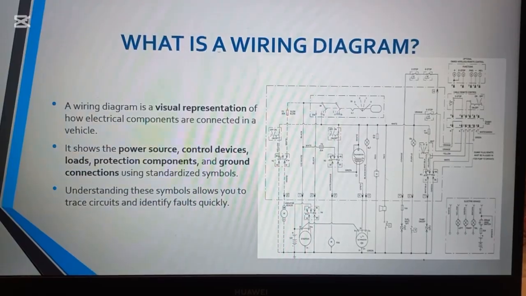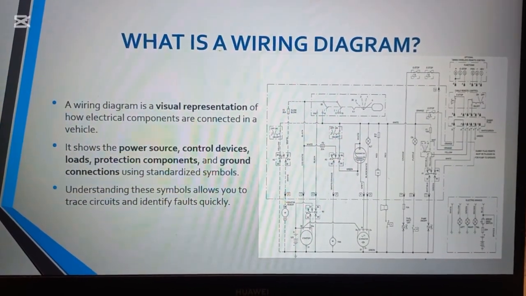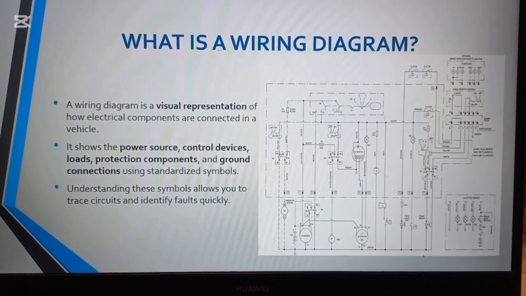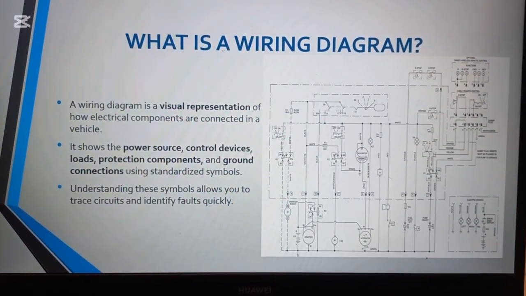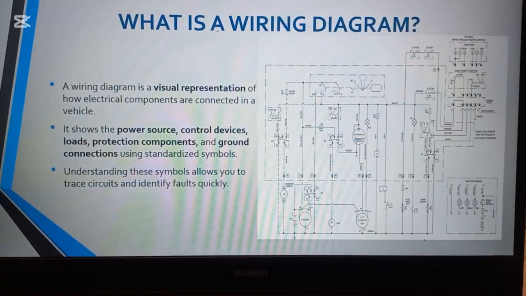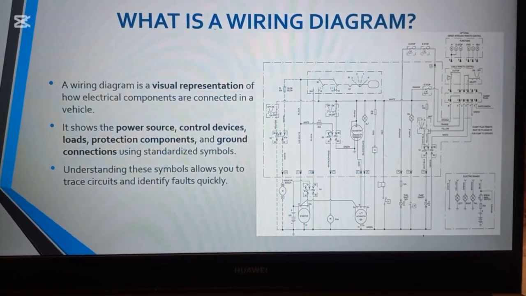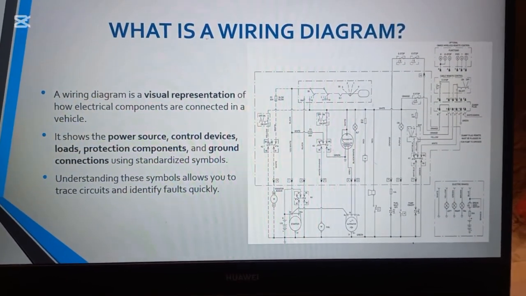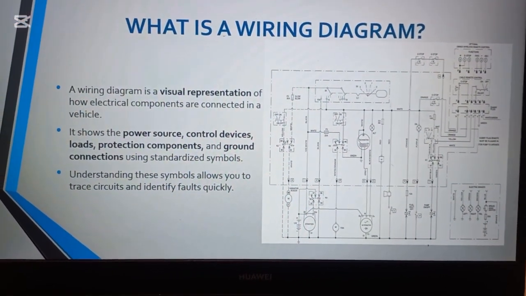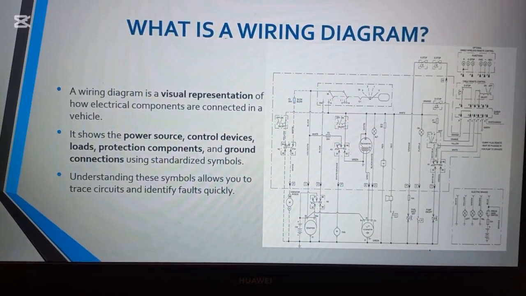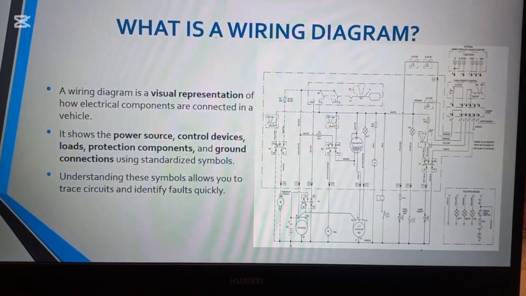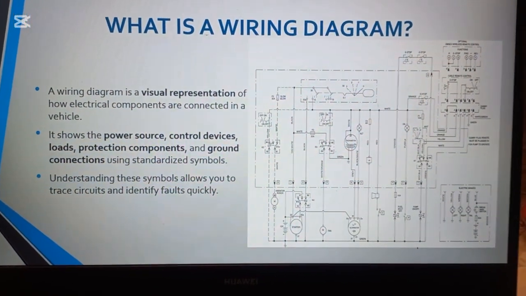What is a wiring diagram? A wiring diagram is a visual representation of how electrical components are connected in the vehicle or in the machine. It shows the power source, control devices, loads, protection components, and ground connections using standardized symbols. Understanding these symbols allows you to trace circuits and identify faults quickly.